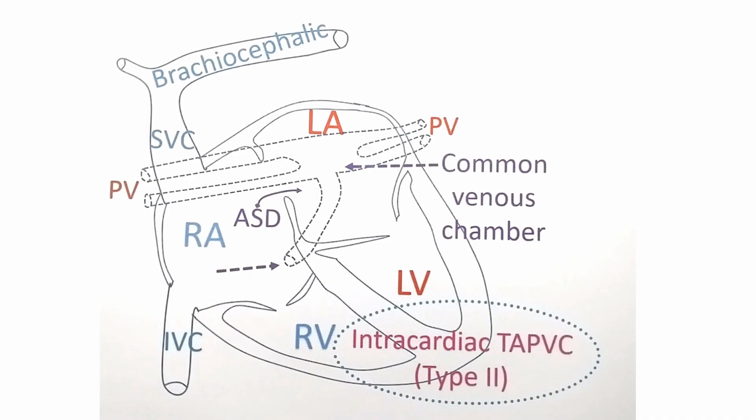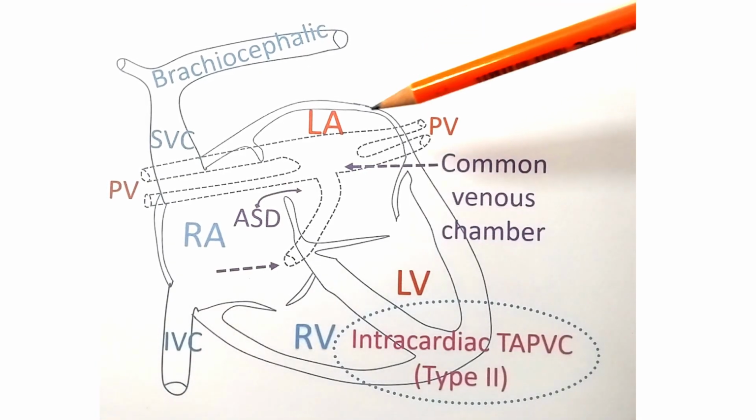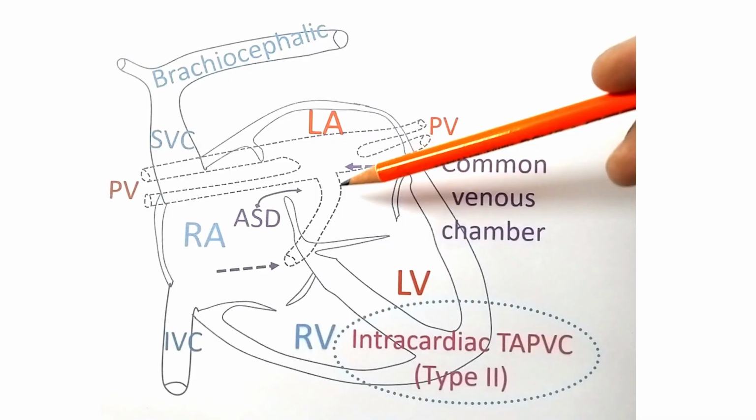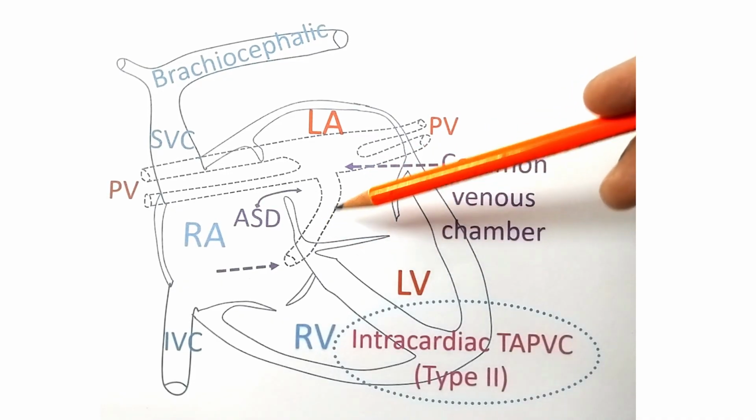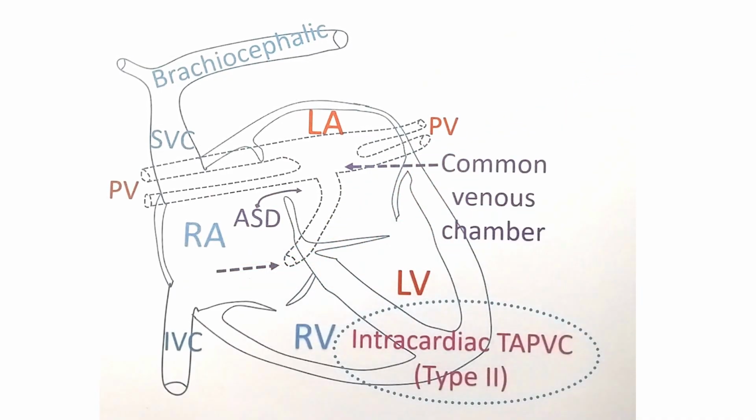In intracardiac or type 2 TAPVC, the common venous chamber drains into the coronary sinus. The coronary sinus will be dilated, and then drains into the right atrium. There is no vertical vein. Hence, the X-ray will not show the typical pattern of snowman in snowstorm or cottage loaf or figure of 8. The drainage is within the heart itself. That is the intracardiac TAPVC. They will also have cyanosis and pulmonary plethora, everything depending on the size of the atrial septal defect.